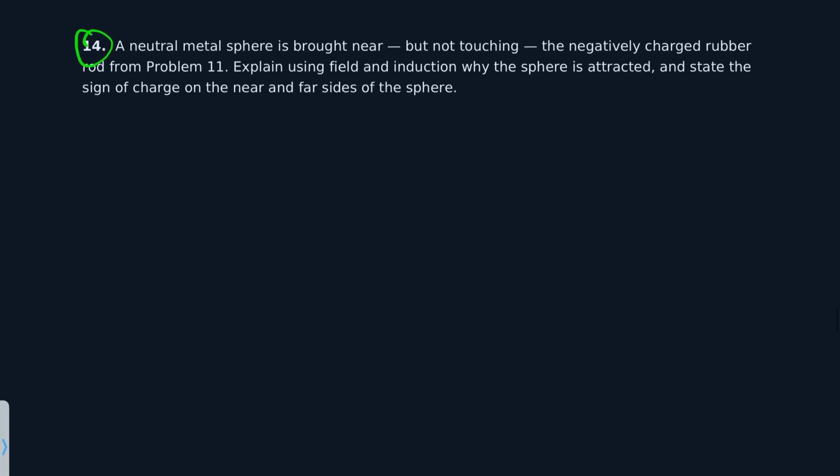Okay. A neutral metal sphere is brought near but not touching the negatively charged rubber rod from problem 11. Explain using field and induction why the sphere is attracted, and state the sign of charge on the near and far sides of the sphere. Okay, so I explained this in my previous video, but you might have to explain sometimes, right? So let's go over what this looks like. So even though you haven't done problem 11, you can still do this, okay? It's a negatively charged rod, so just keep in mind negative charge here.